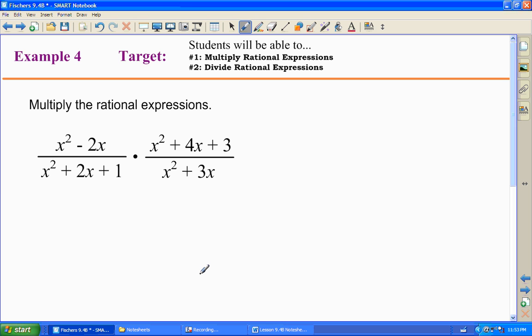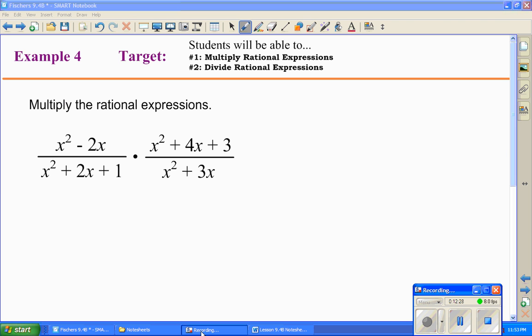All right, moving on here. You've got several more examples. I'm going to pause the recording right here and see if you need some time to work on this one. So work on example 4 with your neighbor, trying to factor and then cancel.